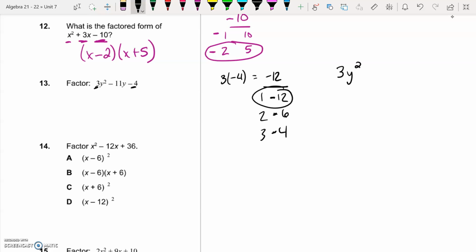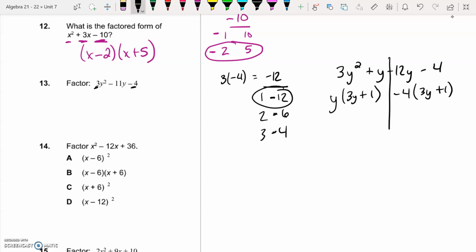So I would do 3y squared plus y minus 12y minus 4. I would split it down the middle, factor out a y from this column, factor out a negative 4 from this column. You know you did it right when these two things match up. So then I would write my final answer as y minus 4, combine those two, and then 3y plus 1.